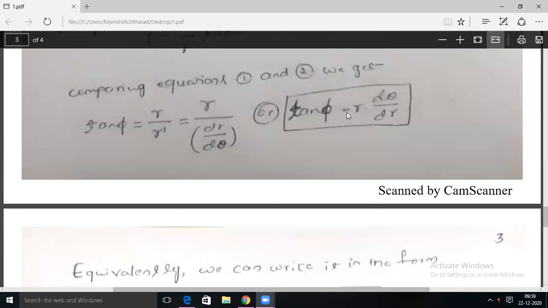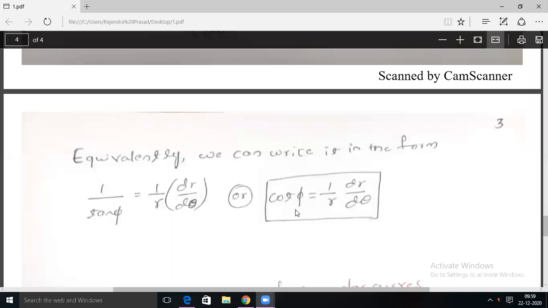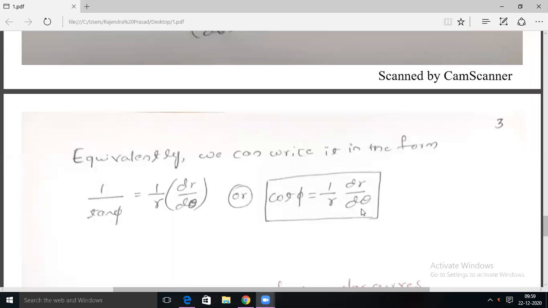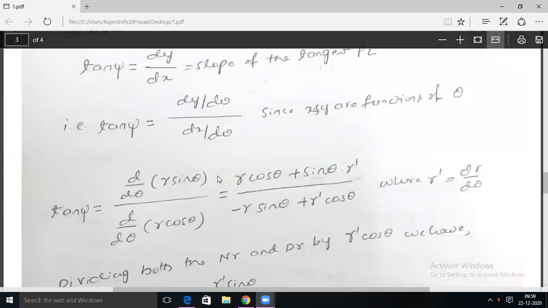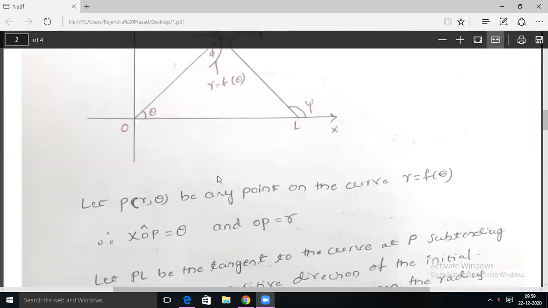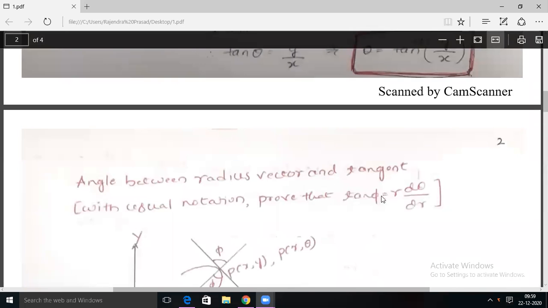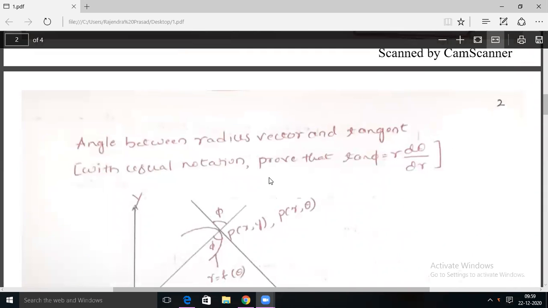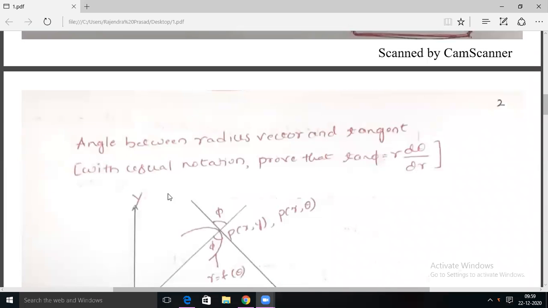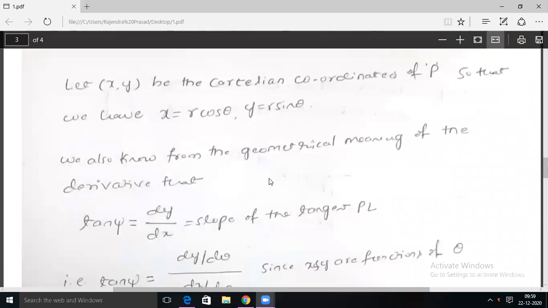The equivalent formula, in terms of cot, is written as cot phi is equal to 1 by r into dr by d theta. So this is an important derivation, right? Angle between the radius vector and the tangent. In the question paper they may ask it as: prove that tan phi is equal to r into d theta by dr, right?